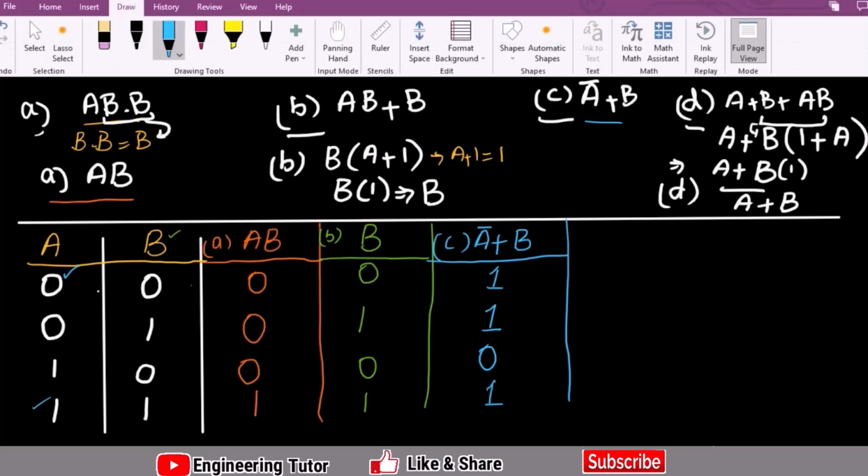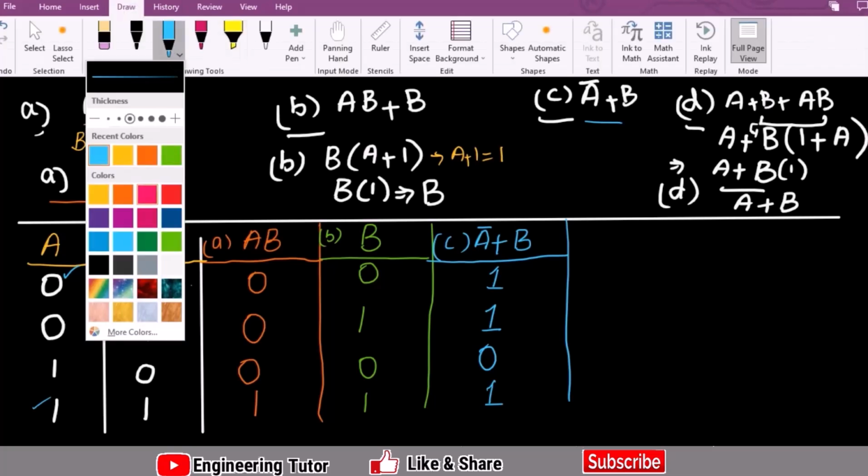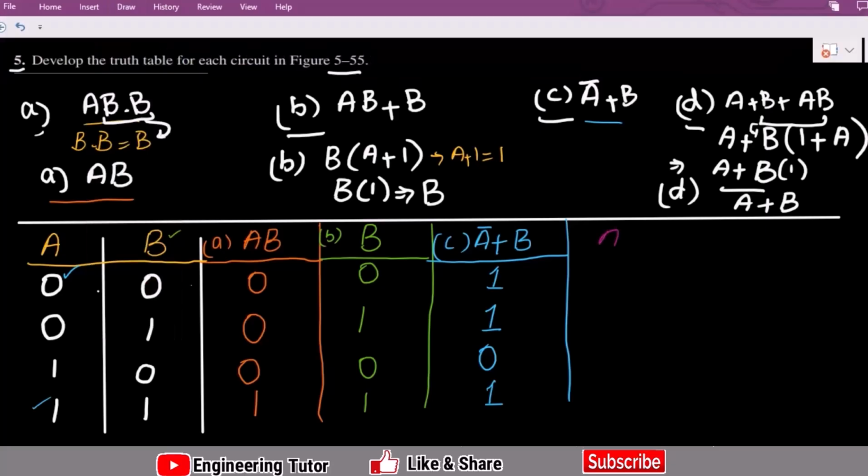For the last part here, which is part D, let me choose another color. The color I'm going to choose is this one, and that is here A plus B. So this is A plus B, and this is part D. Let me separate it out. Now let me write it. So 0 plus 0 is 0, 0 plus 1 is 1, 1 plus 1 is 1. This is a simple OR gate, and the output we have got is this one.